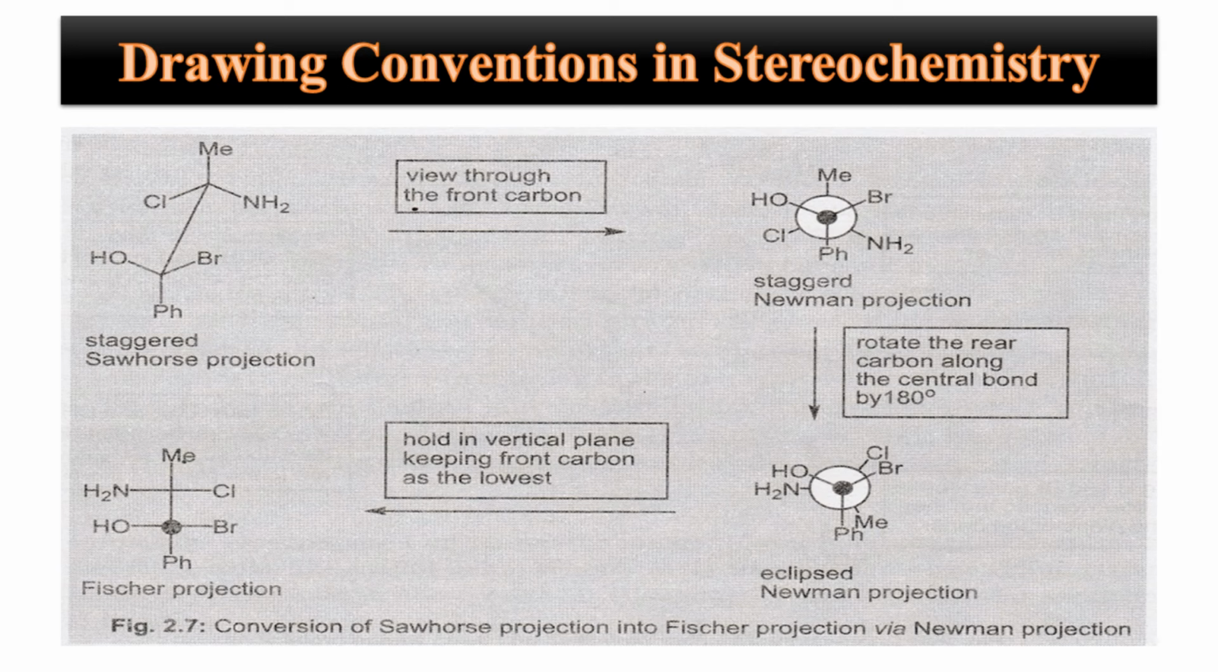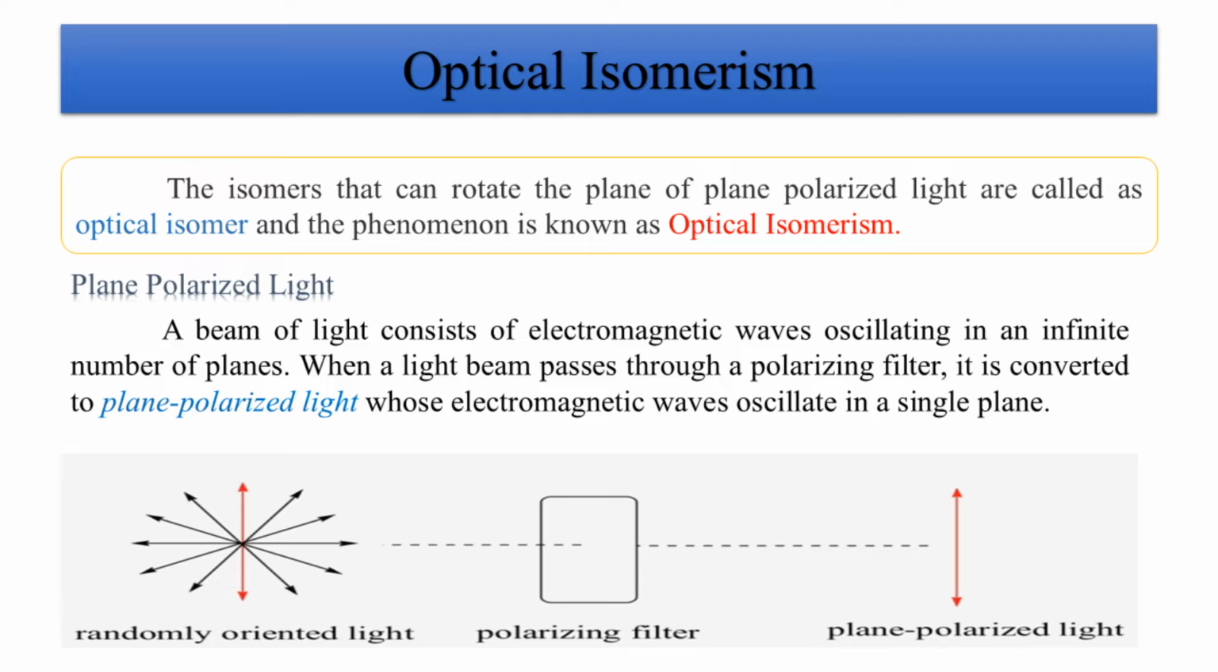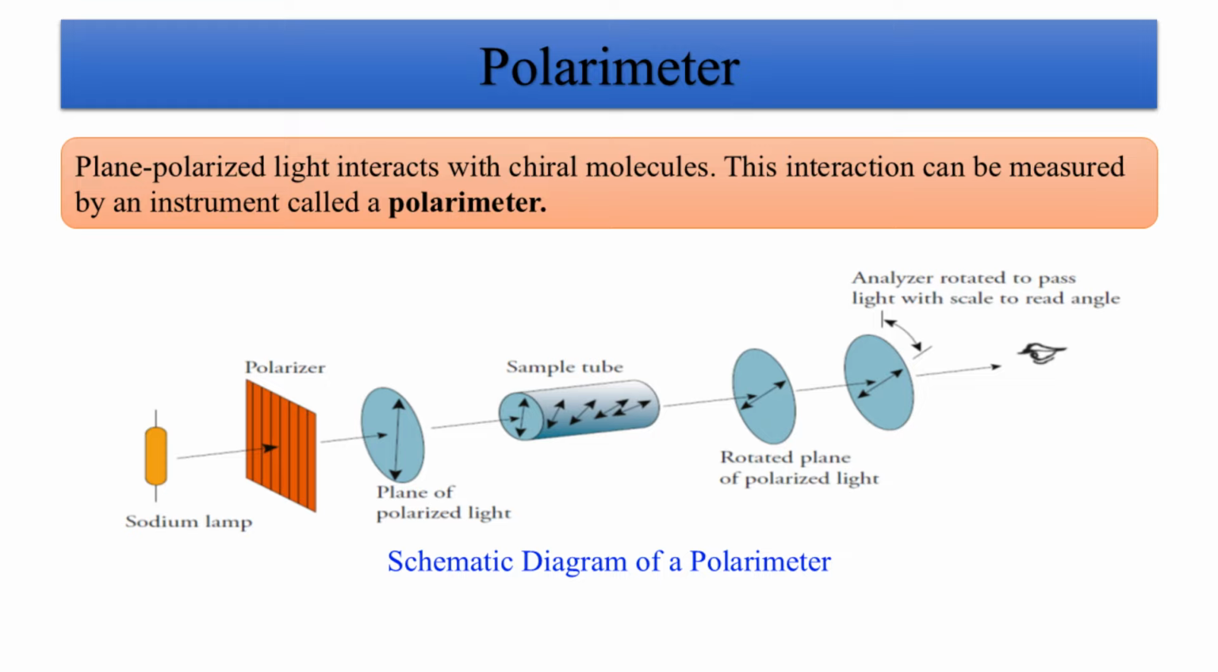In stereochemistry, drawing conventions like the staggered and eclipsed Newman projections and the Fischer projection help visualize molecular structures in 3 dimensions. Optical isomers can rotate the plane of polarized light, a phenomenon known as optical isomerism. This occurs when light passes through a polarizing filter, converting it to plane polarized light. A polarimeter measures how plane polarized light interacts with chiral molecules. This interaction helps determine the optical activity of a substance.